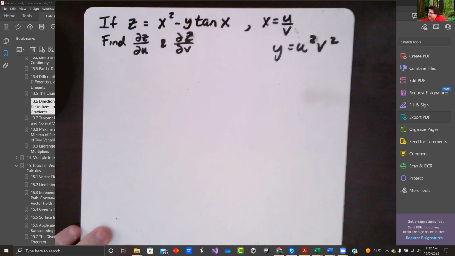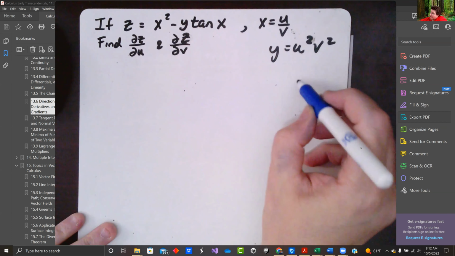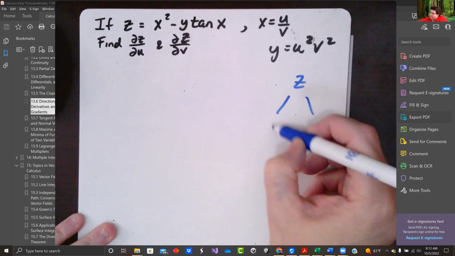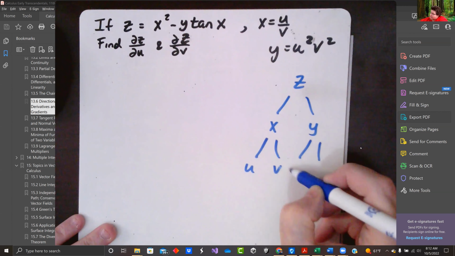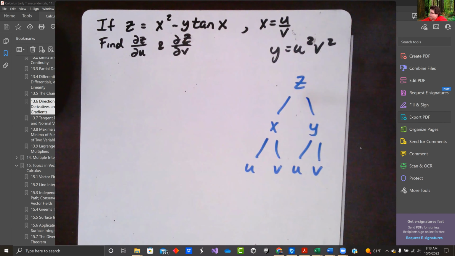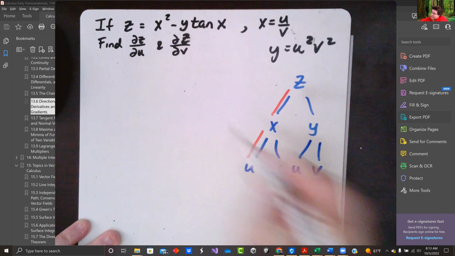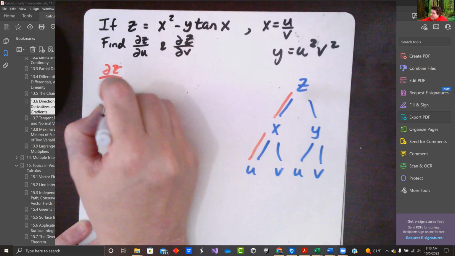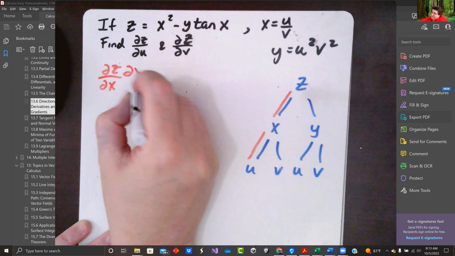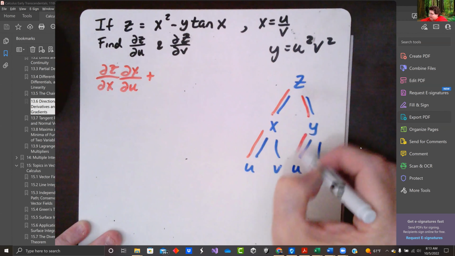If you like, it can be handy to draw a tree, and then you have each of the outlets. When you're doing this, follow every branch that leads to you. So that shows I need to do dz dx first, and then I need to do dx du. And then I have one that goes down the y branch, dz dy and dy du.